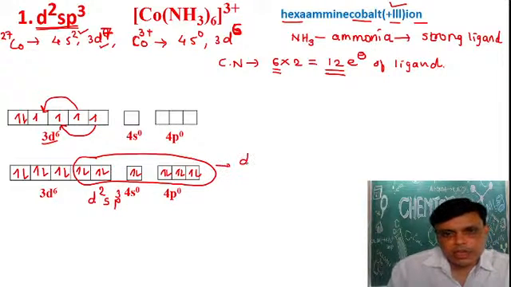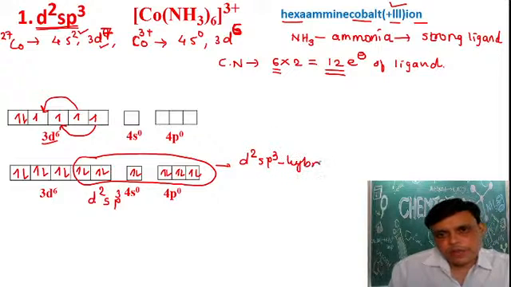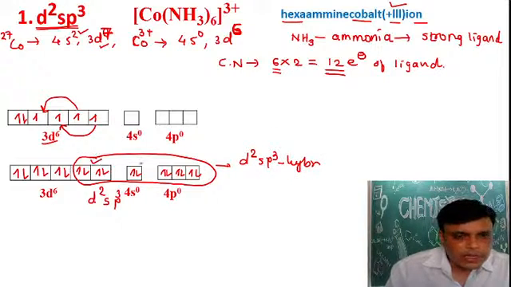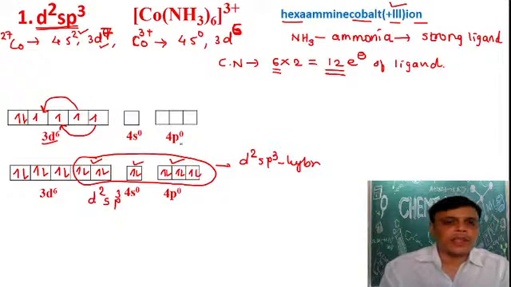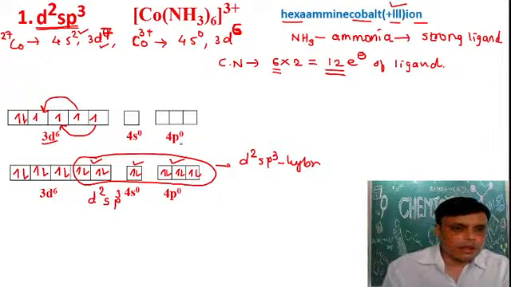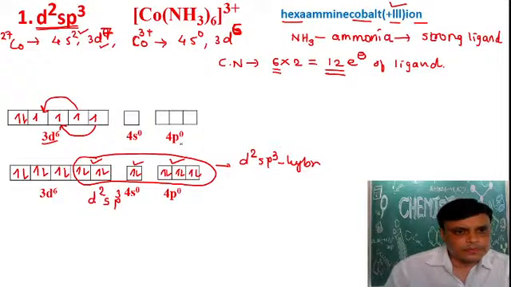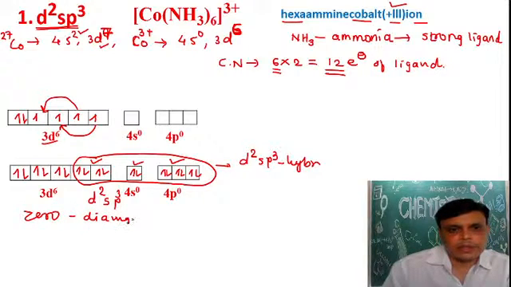Which hybridization will it be? d2sp3 hybridization, because 2 d orbitals, 1 s orbital and 3 p orbitals will give you d2sp3 hybridization. Now see the unpaired electrons. How many unpaired electrons are there? Can you see here? 0 unpaired electrons. Unpaired electrons is 0. The complex is diamagnetic.